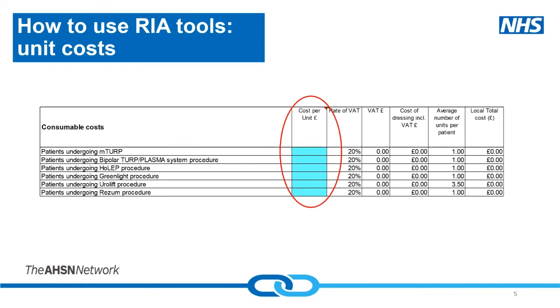For this example, we've just got the consumable costs of all the different BPH products in question, and we're asking users then to go in and fill in the unit cost for those products to feed through to the rest of the template. Next slide, please.